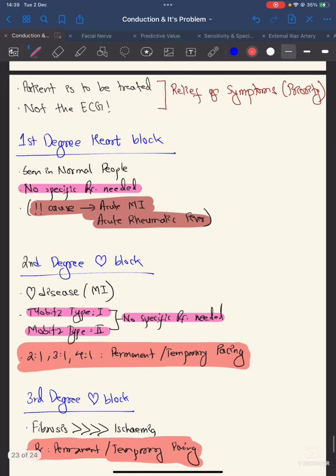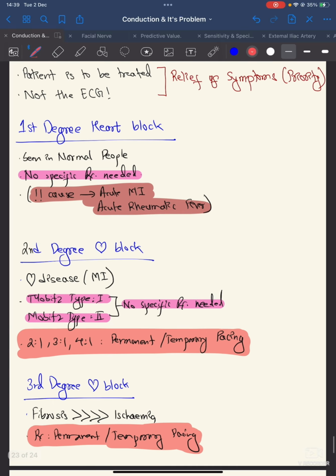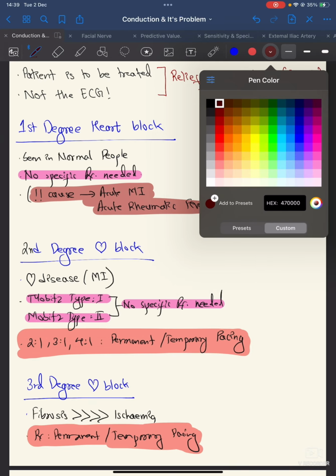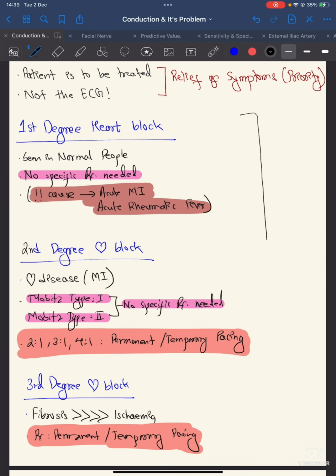Okay, and then after here comes the first degree heart block, second degree heart block, third degree heart block. As we all know, all this signifies the AV block or the bundle of His block.